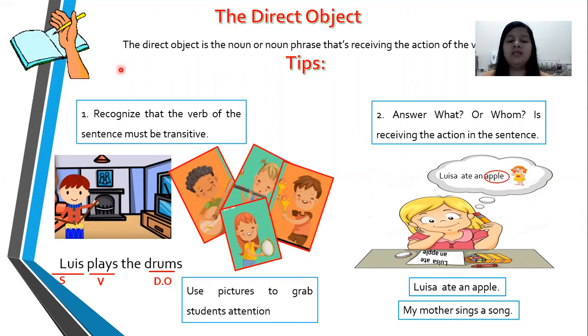I think these tips will help students to understand this topic better because they can take into account the most important aspects to recognize the direct object. Additionally, visual resources such as pictures and pieces of sentences can help teachers to grab students' attention.